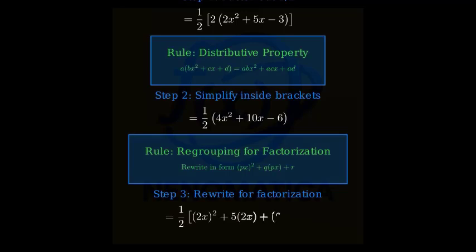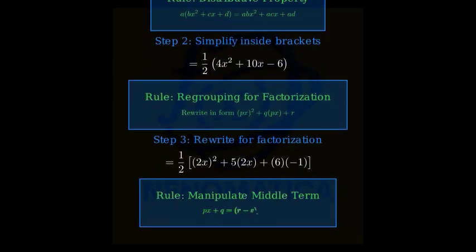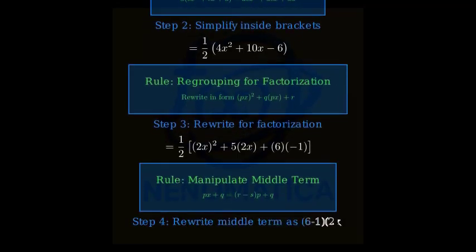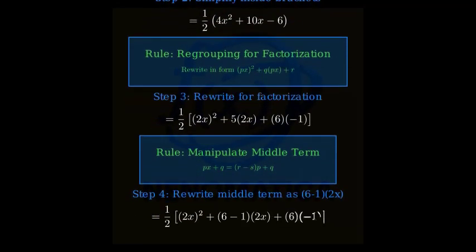We'll express the first term as the square of 2x, which is 2x squared. For the middle term, we'll write it as 5 times 2x. And for the last term, we'll rewrite negative 6 as 6 times negative 1. Next, we'll rewrite the middle term to prepare for completing the square. We need to convert 5 times 2x into a form with 6 minus 1. So we get 2x squared plus 6 minus 1 times 2x plus 6 times negative 1.